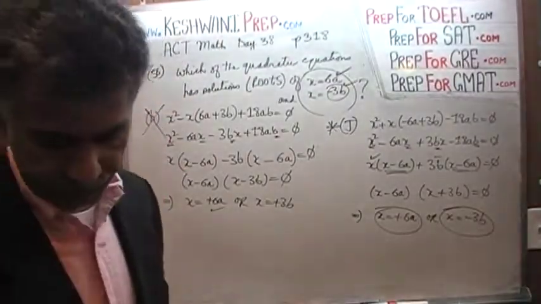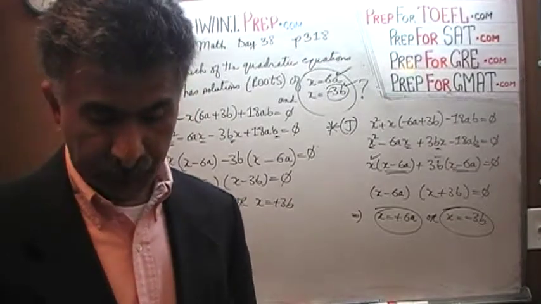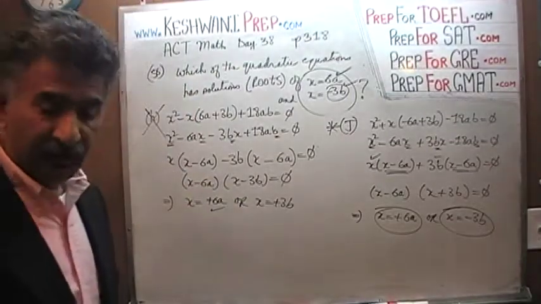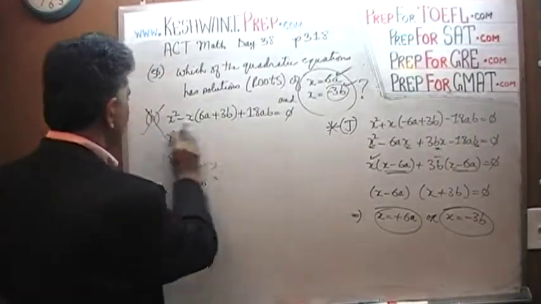The answer is J. Now, if you were to try out K, you will see that K does not work. Should I show it to you very quickly? Why not? Why be lazy? Let's find out quickly what K says.